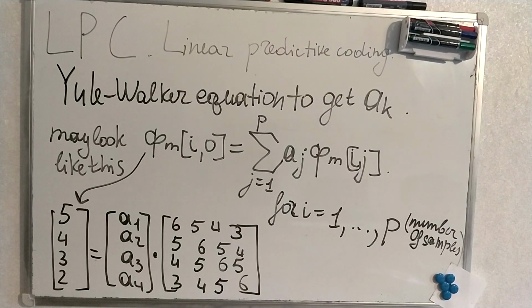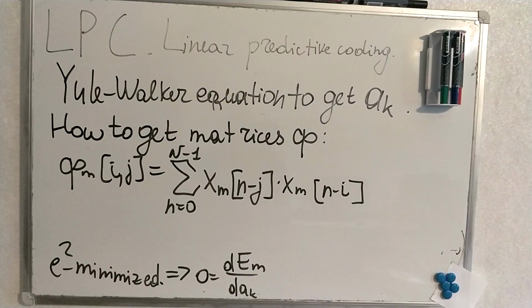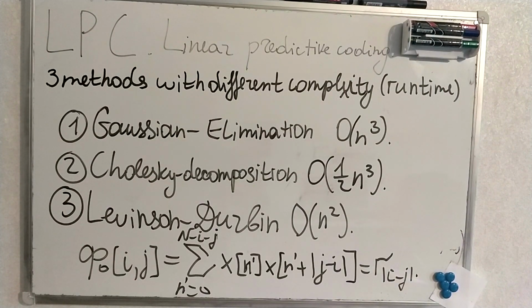The matrix F can be obtained from the input signal, and then we can solve the equation using 3 different methods which have different complexity. I'll show them later. From here each row is a linear equation and can be solved for a_k. So we get matrix F by this formula, and we have to keep in mind that E squared is minimized also by the formula below. And 3 methods with different complexity.